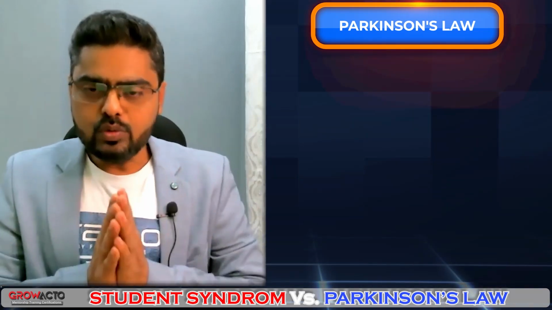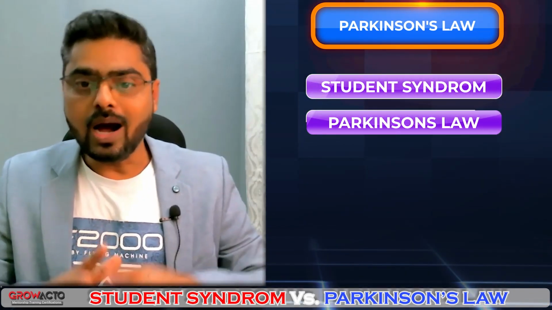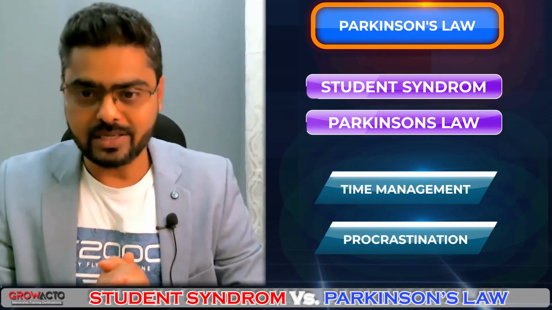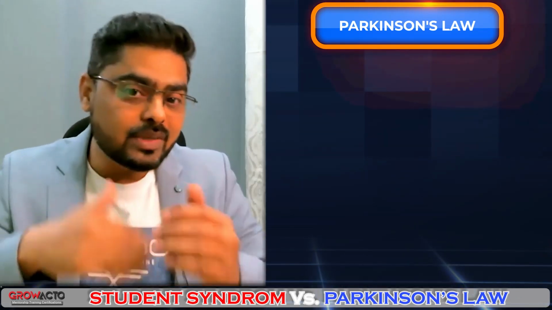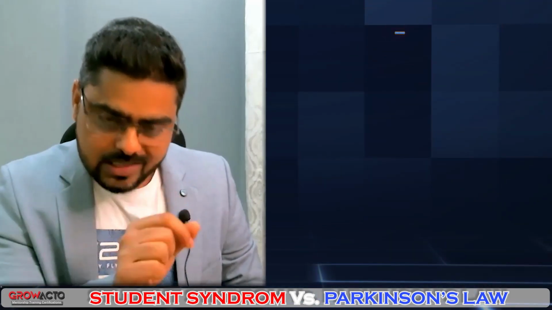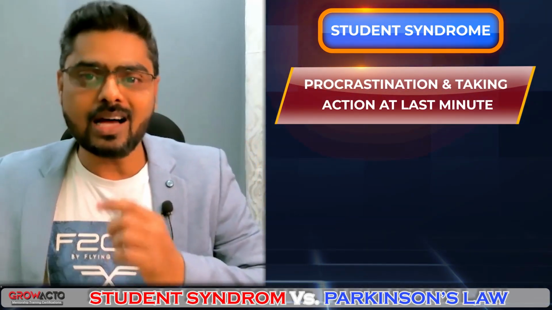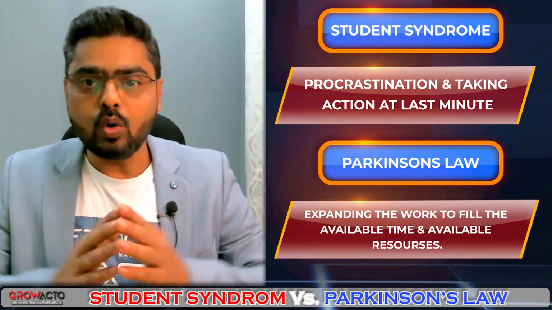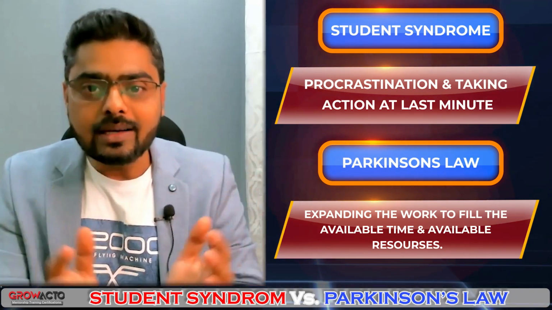Now, I want to say one thing: both terms, student syndrome and Parkinson's law, are related to time management and to procrastination. But the very thin difference is that they describe different phenomena. You need to understand that student syndrome is all about procrastination, taking action at the last minute. However, Parkinson's law is all about expanding the work to fill the available time and available resources.